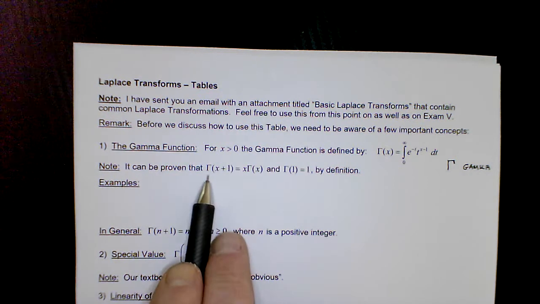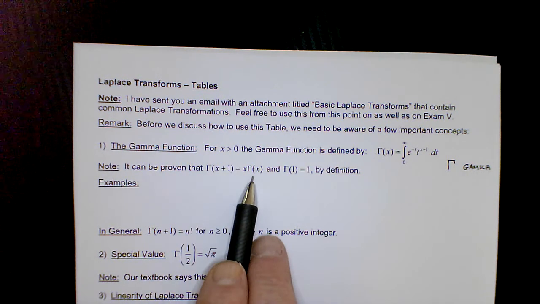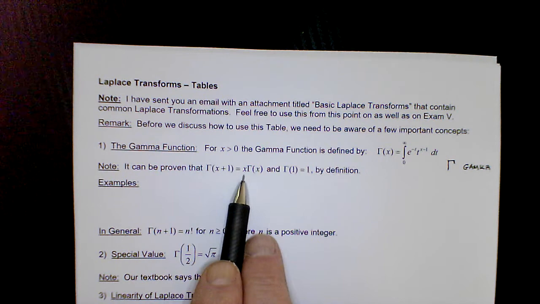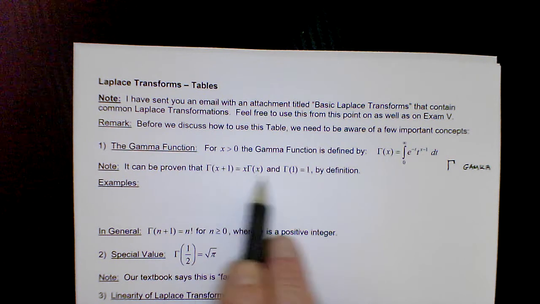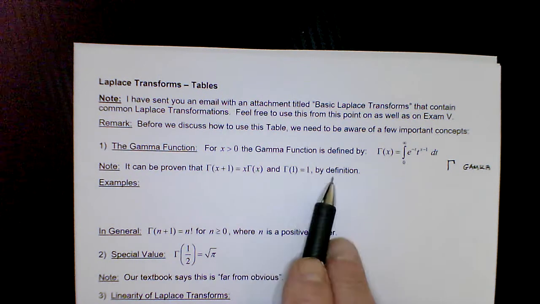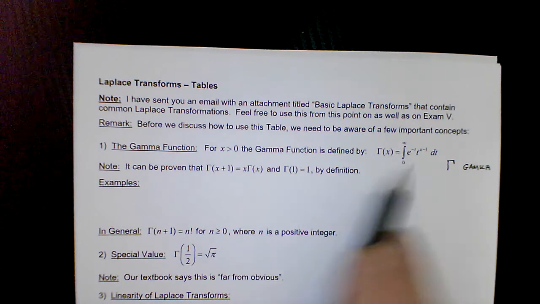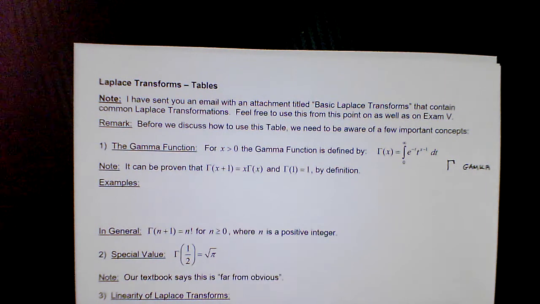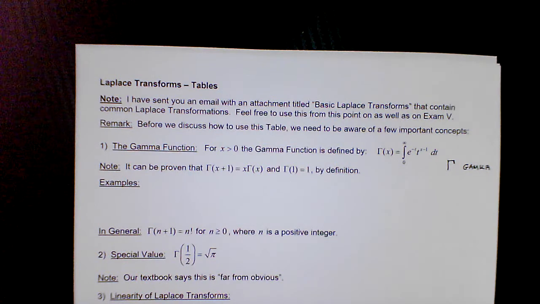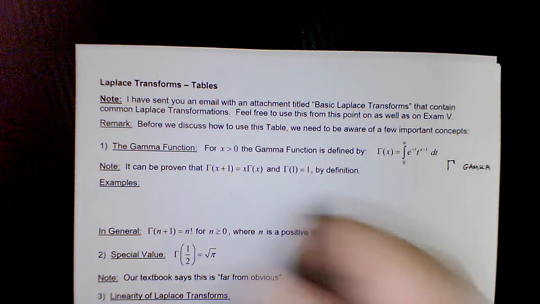It goes without proof, but it can be proven that gamma of x plus 1 is x times gamma of x, and that gamma of 1 is 1, just by using this definition. The first thing is to get used to working with gamma. And so we've established that gamma of 1 is 1.